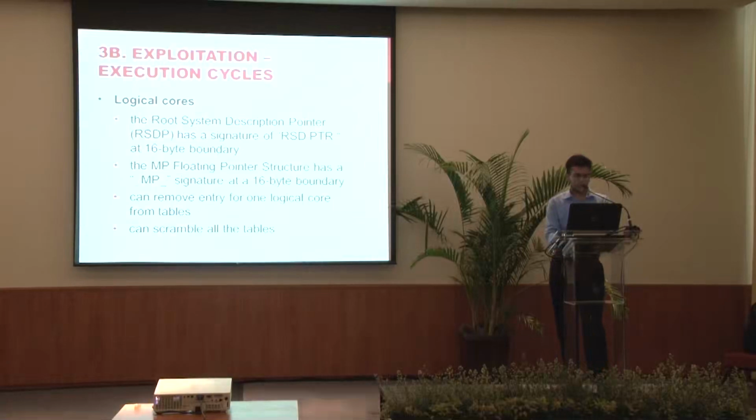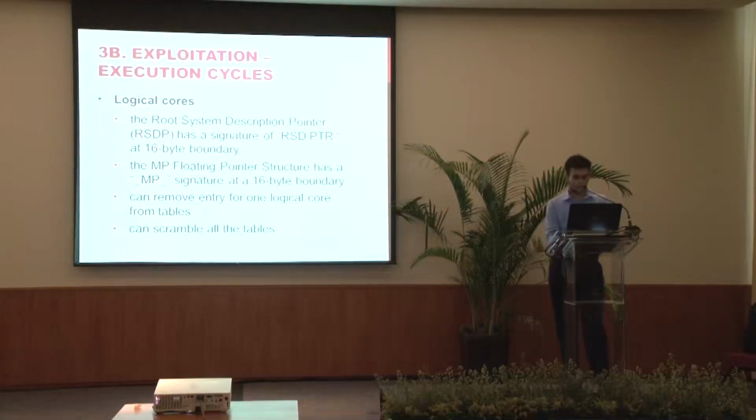The root ACPI table is called the root system description pointer, or the RSDP. It has a signature of "RSD PTR ", lying at a 16-byte boundary. The MP table, called the MP floating pointer structure, has an "_MP_" signature, again at a 16-byte boundary. Both of these lie in the EBDA. The MP table also can lie in the upper 1 kilobyte of base memory, but that rarely happens.